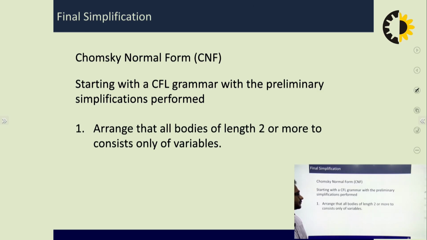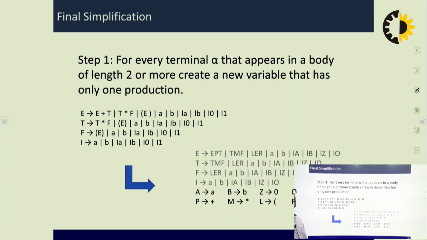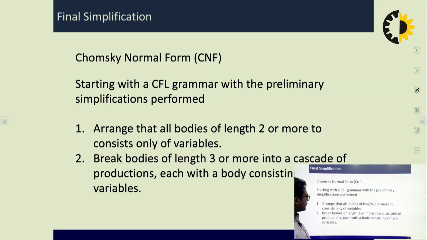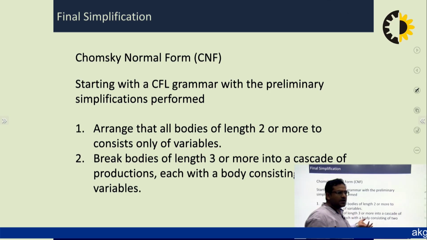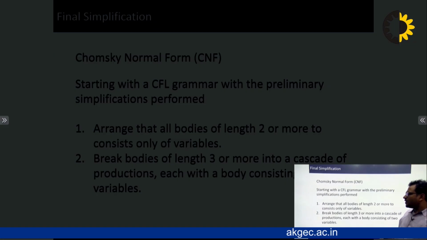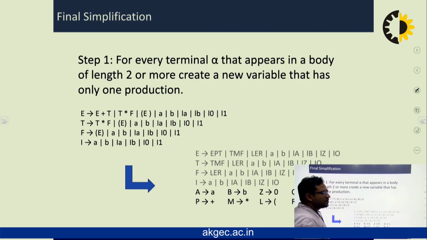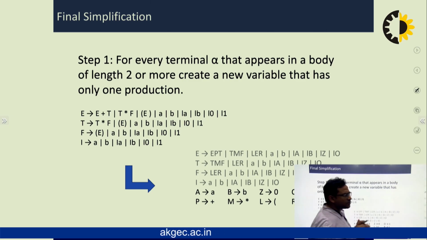Now we have to take an example. This is basically a large example, so I'll take a small one. Like you can see, these are the steps: arrange that all bodies of length 2 or more consist only of variables, and break down bodies of length 3 or more into a cascade of productions. How can we do it? This is the example, you can just pause this video and understand it. I can explain with a small example.